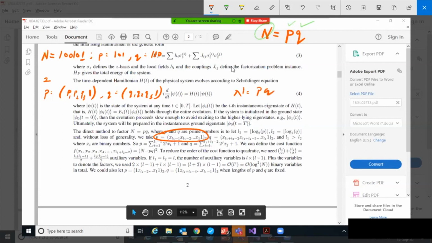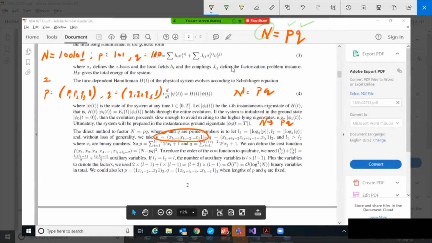We'll try to write N as a multiplication of p and q. We will follow the binary multiplication formula and just do the calculation.